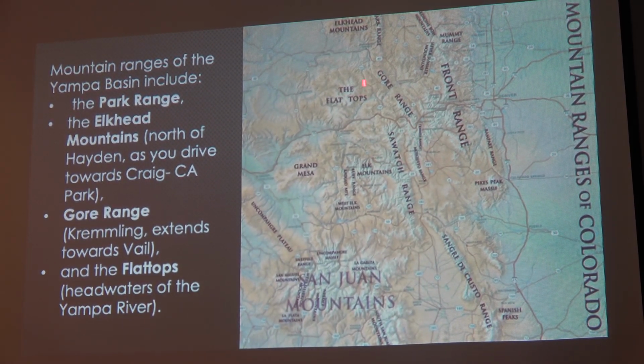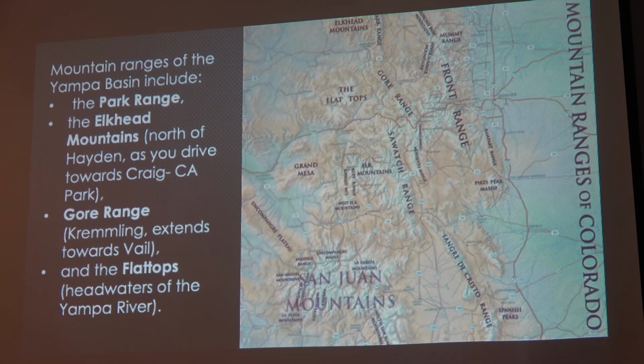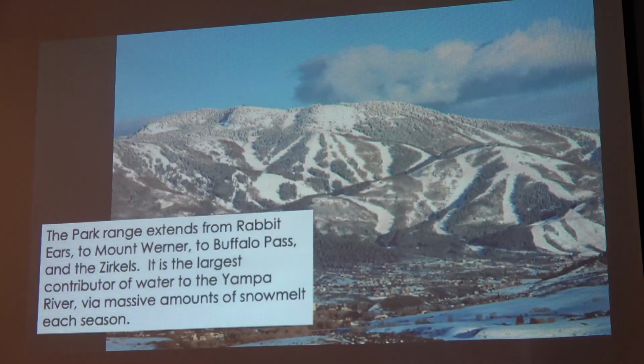Down here, the Gore Range, you would see maybe from Kremmling or on your way through Summit County. And then, of course, the Flat Tops to the south. We can go to the next slide. And like I just said, the Park Range extends from Rabbit Ears to Mount Werner to Buffalo Pass and the Zirkels. It is the largest contributor of water to the Yampa River via massive amounts of snowmelt each season.